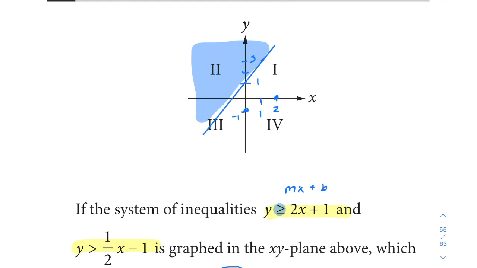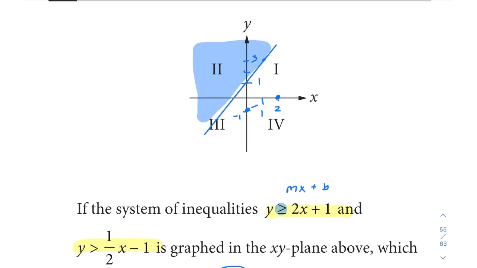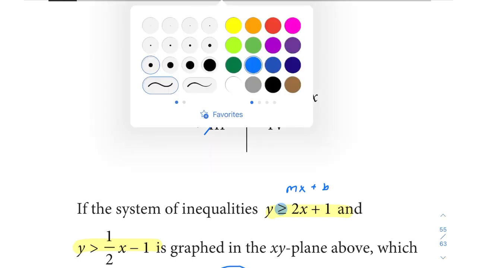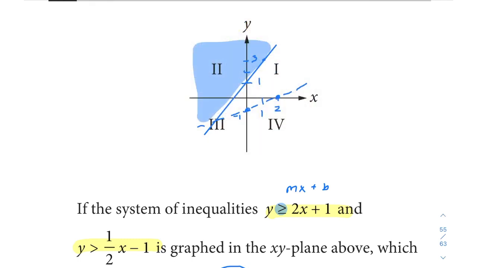That means our line will actually appear as a dashed line, which indicates that any points on the line itself are not included in this solution set because it's not greater than or equal to, it's only greater than. But we would shade in similarly above that line, and just to try to color code it a little bit, I'll put this in red, and so we can see this would be everything above that second line that we drew, that dashed line. So that would be our solution set.